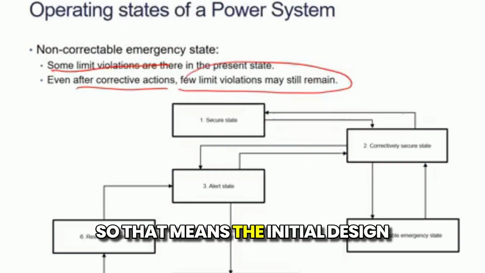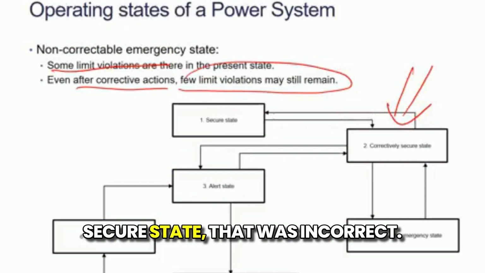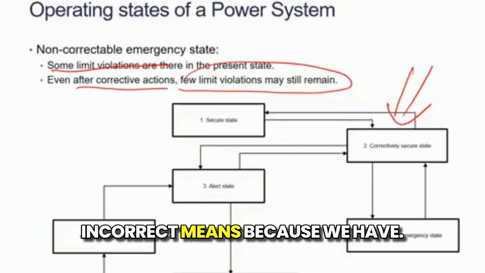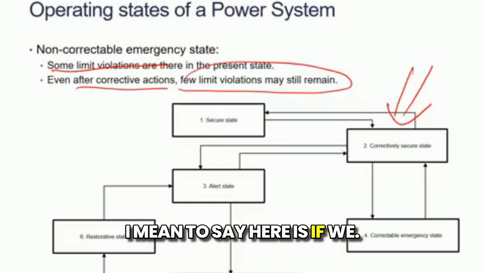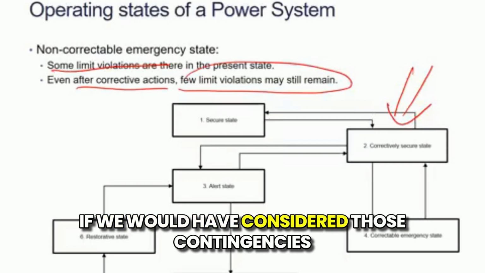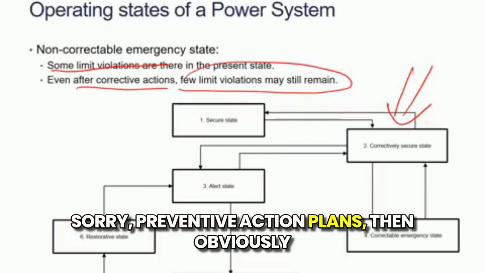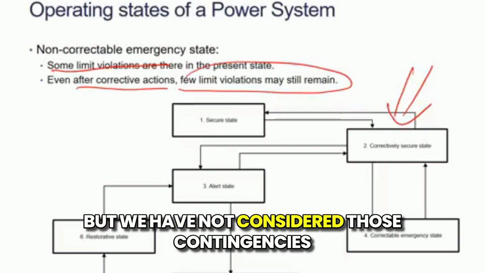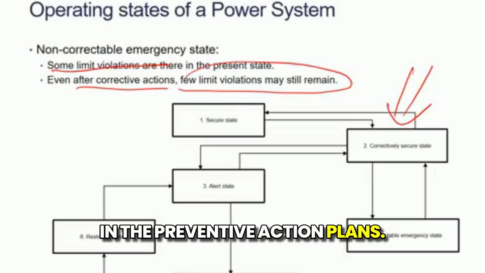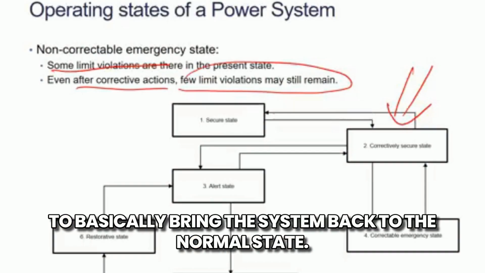So that means the initial design or the schedule that we made at the correctively secure state was incorrect. Incorrect, I mean to say, is that if we had considered those contingencies in the preventive action plans, then obviously the corrective actions would be enough. But we have not considered those contingencies in the preventive action plans. So now even the corrective action plans are not enough to bring the system back to the normal state.